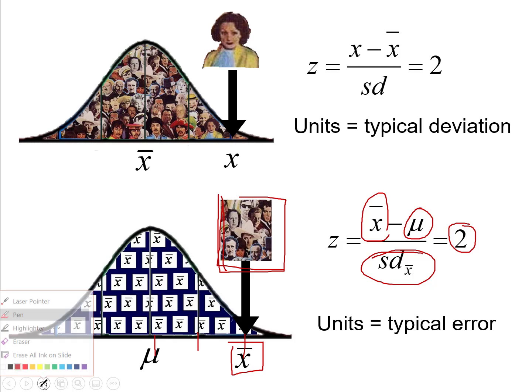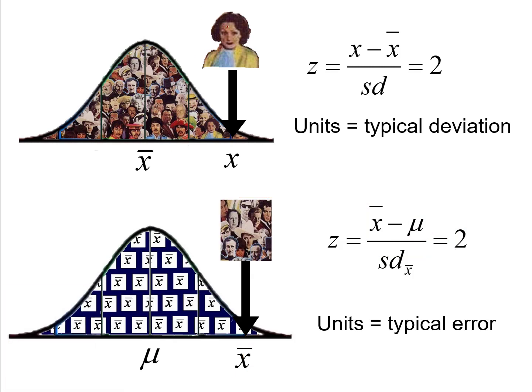Note that in our top example, I'm measuring how far this person deviated from the mean in typical deviation units. In our top example, a standard deviation tells us how far people typically deviate from the mean. And so if she got a z-score of 2, it means that her score is twice as far away from the mean as is typical. People typically deviated from the mean by 1 standard deviation, and she deviated twice as much. So in our top example, we're measuring how far people deviated from the mean in typical deviation units.